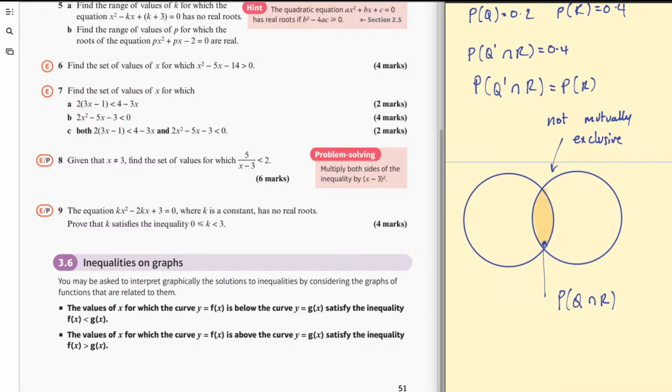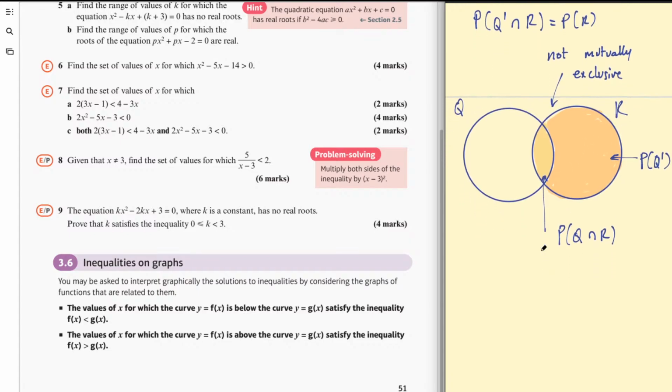So this Venn diagram represents not mutually exclusive. And this area over here represents the probability of the complement of Q. Or you could just say the complement of Q. That's if this is set Q, this is set R. Sorry, I should just say that's the complement of Q.